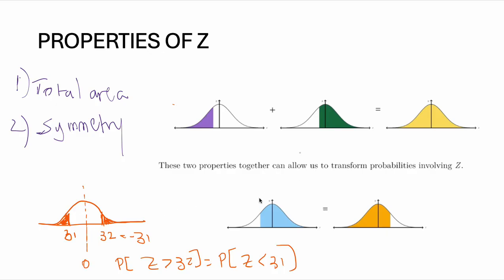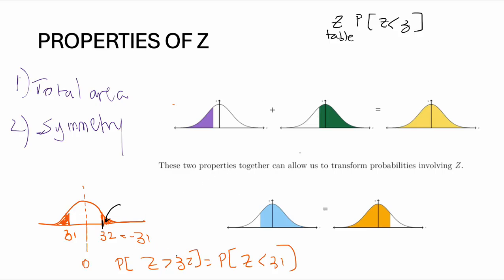So for example, let's say that I want to calculate z being greater than z2. I want to calculate the area on the right, this area here. Do I have the greater than something on the table? I don't. The z-score table will always give me values that are smaller than.